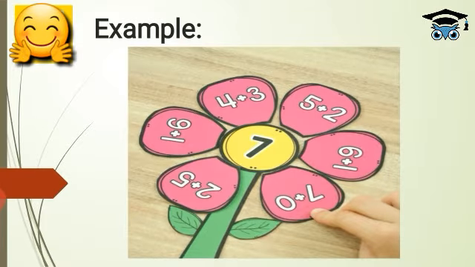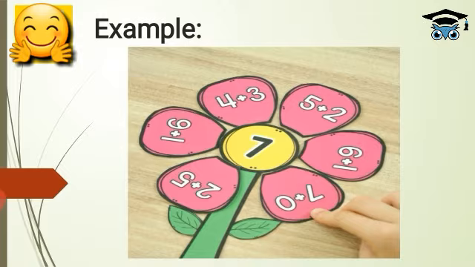Now I will explain addition with the help of an example. I draw a flower. Here are different numbers, but the sum of these numbers is 7. For example, when we add 4 plus 3, the answer will be 7. Again, when we add some more numbers like 5 and 2, the answer is also the same, 7. These are simple examples of addition. When we add two or more numbers together, it's called addition.